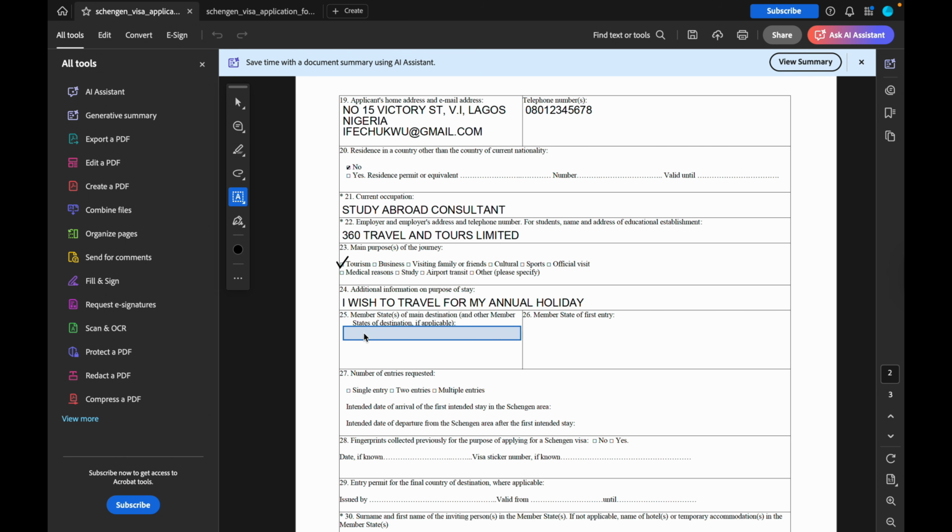Member state of main destination is Spain. I always laugh at people who apply to a country and that's not their main destination. Maybe you're applying to Spain and you're saying your main destination is France. That's wrong. Member state of first entry should be Spain as well, because that should be your main destination. If you intend to go to France, apply to France.